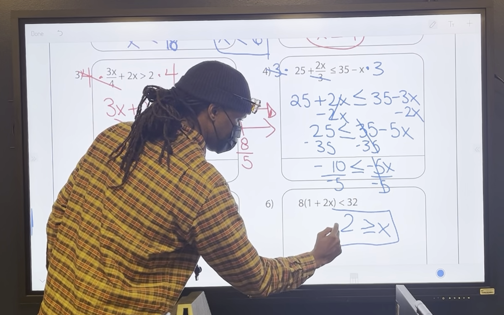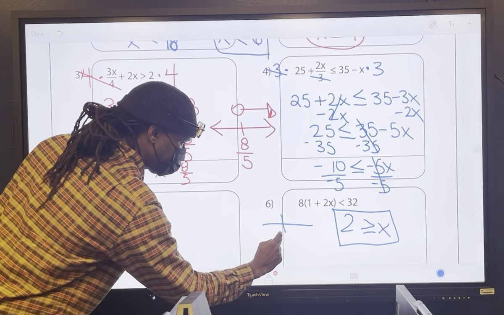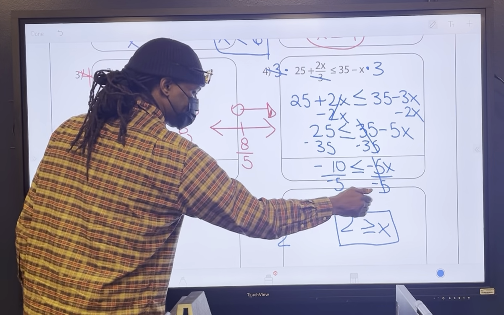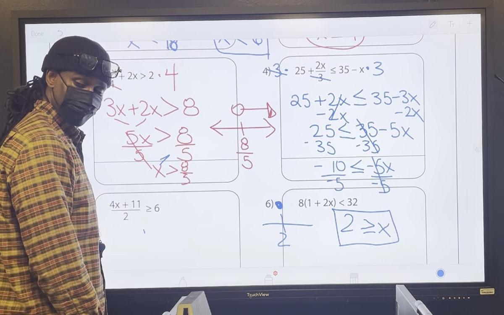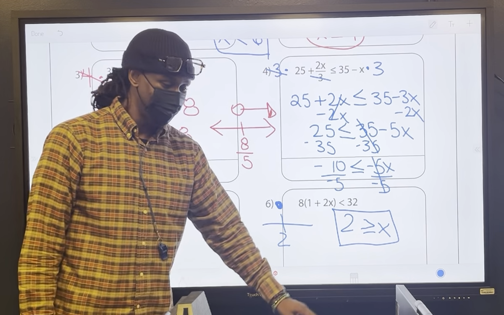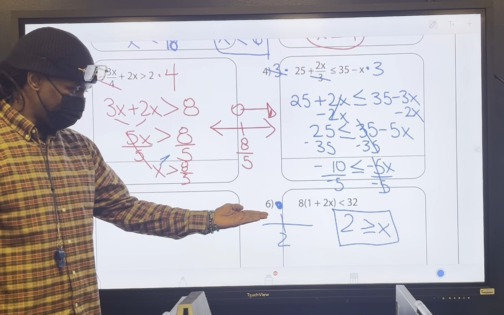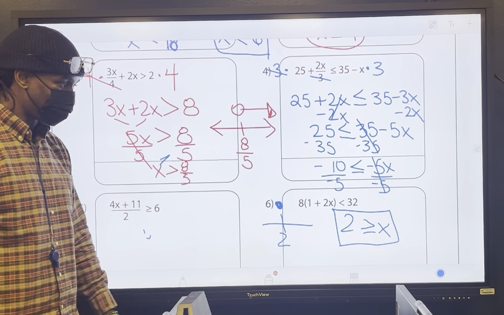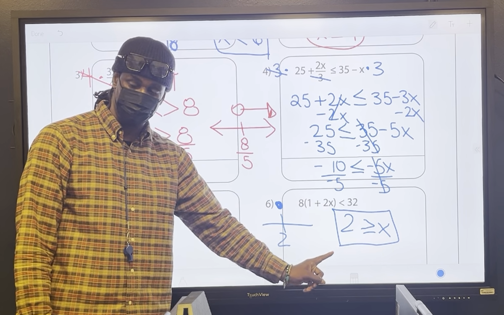There it is. Now, how do I graph this? I have a 2 here. Am I open or closed? Closed on 2. This is saying 2 is what to x? Read this to me. 2 is greater than or equal to x. Or in other words, x is less than or equal to 2.